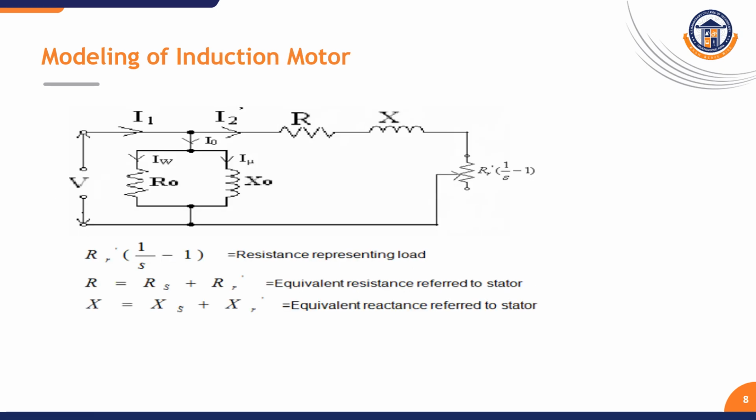And modeling of induction motor is also similar to the modeling of transformers, the only difference being how we represent the load. The mechanical load applied to the induction motor is represented as RR dash, which is equal to (1/S minus 1) times RR, the resistance representing the load, also referred to the primary side. And R and X are just similar to those of transformers. So this is the modeling of an induction motor.